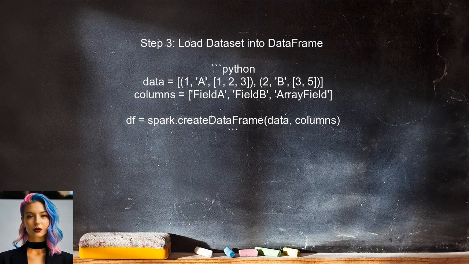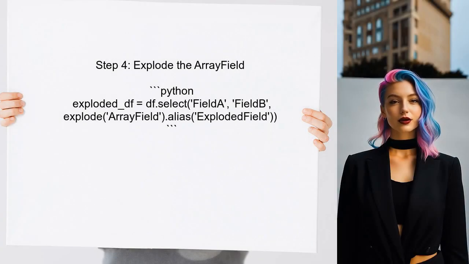Now the user needs to load the dataset into a data frame. They can read the data from a source like a CSV file or create it directly in the code for testing purposes. The next step is to explode the array field. The user can achieve this by using the explode function, which will create a new row for each element in the array while keeping the other fields intact.